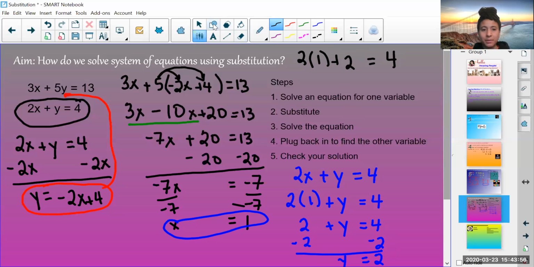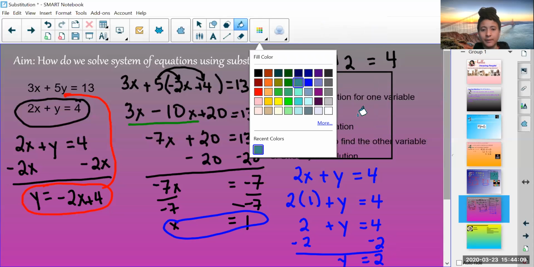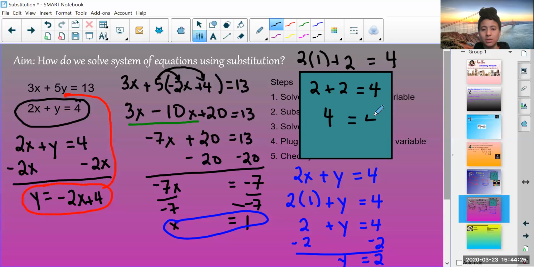Let me get my box up again. Just a little space. Now we want to fill it like that green color. All right. So 2 times 1 is 2, plus 2, does it equal 4? 2 plus 2 is 4, and 4 does equal 4. So once again, it checks out.